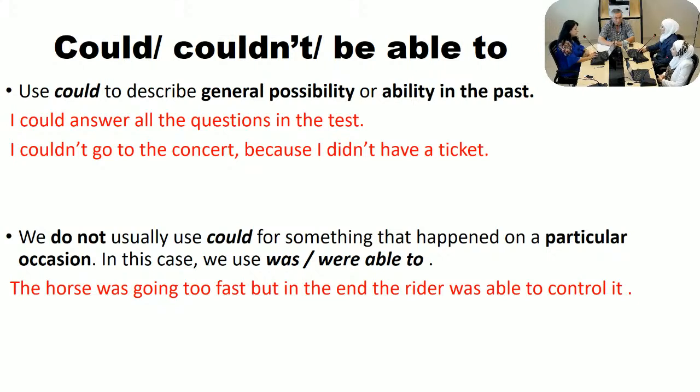But we don't usually use "could" for something that happened on a particular occasion. In this case, we use "was" or "were able to". Like, the horse was going too fast, but in the end, the rider was able to control it. In this situation, because it is a particular situation, we use "be able to".